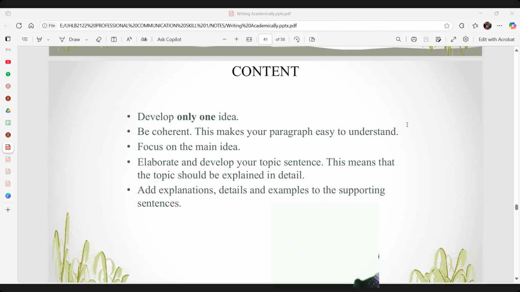You have to elaborate, explain, and develop your topic sentence, of course. You cannot just leave it hanging like that. You need to find reasons why you say what you say, and then explanations, details, and examples for the supporting sentences. When you have details and examples in supporting sentences, it will make your writing more mature, more reliable, more trustable.